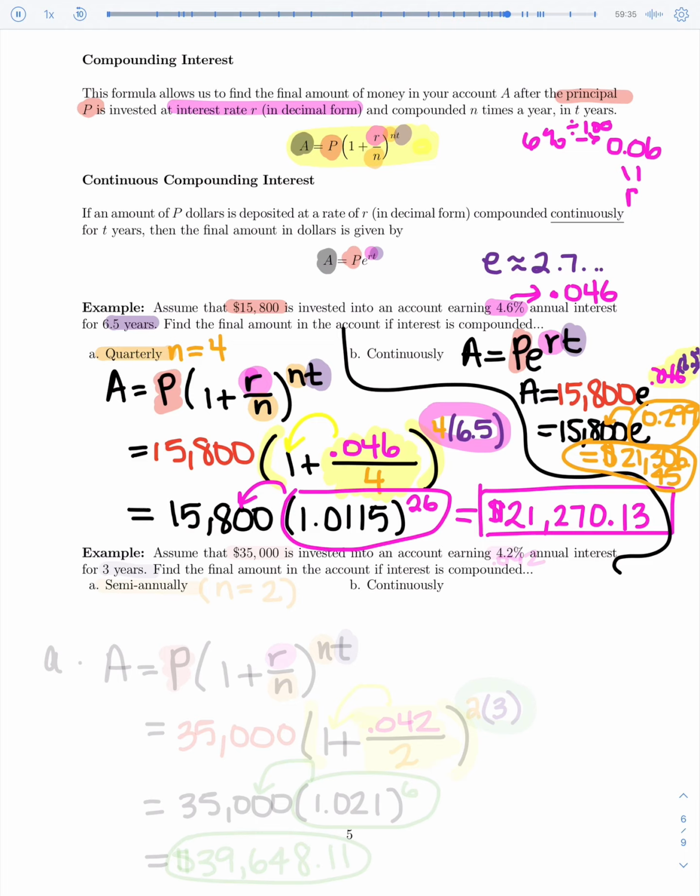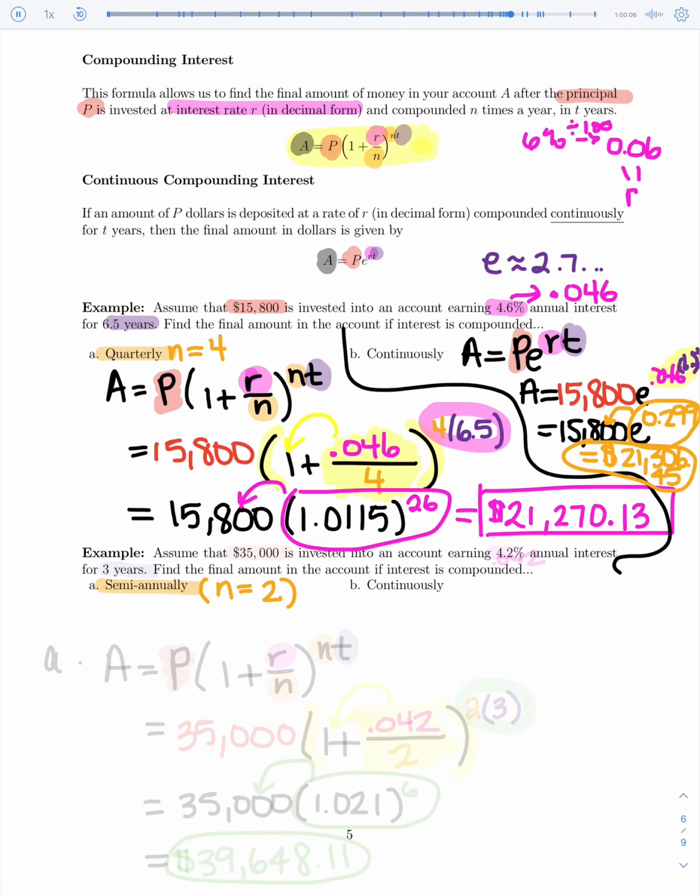Now this first one, we assume that $35,000 is invested into an account earning 4.2% annual interest for 3 years. In part A, we're going to look at compounding the interest semi-annually. That means a certain number of times per year. What does semi-annually specifically mean? Well, semi means two, kind of like a semicircle means 2 parts of a circle, half of a circle. So, n equals 2, semi-annually means twice a year.